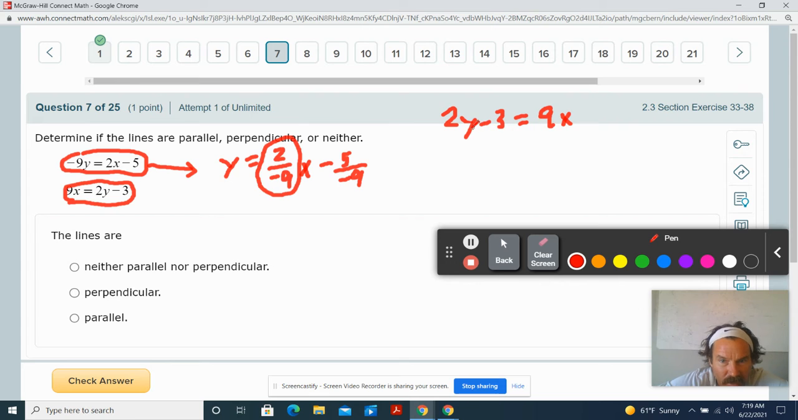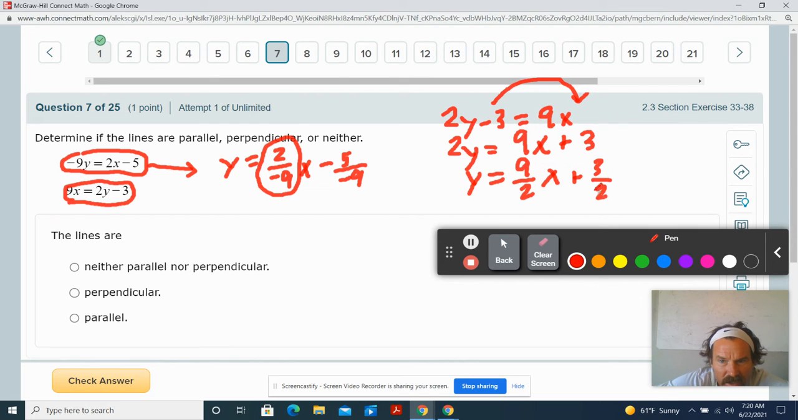So it's always starting with a y. This has 2y minus 3, so we want to get this minus 3 over here. I can simply do that by adding 3 on both sides. So I get 2y equals 9x plus 3. And then I need to get rid of this 2, so I divide both sides by 2. If I divide both sides by 2, I get 9 over 2 x plus 3 over 2.